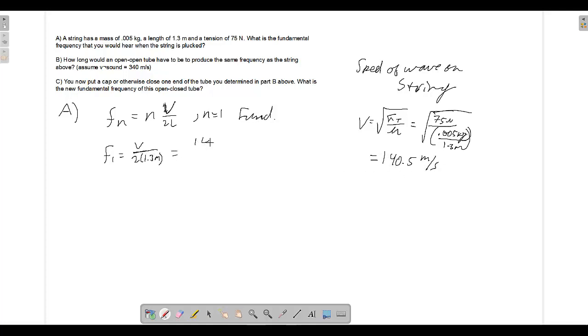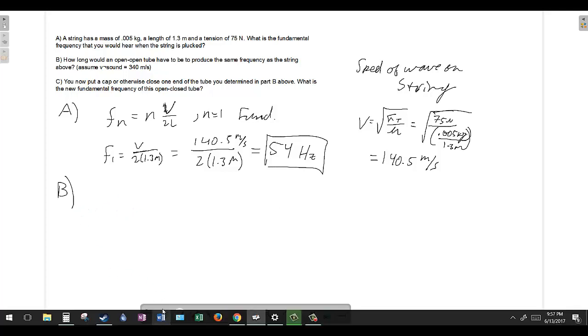So we plug that in here: 140.5 meters per second divided by 2 times 1.3 meters gives us about 54 hertz. Pretty low. It's probably a bass, I'd imagine. 54 hertz for the fundamental frequency.